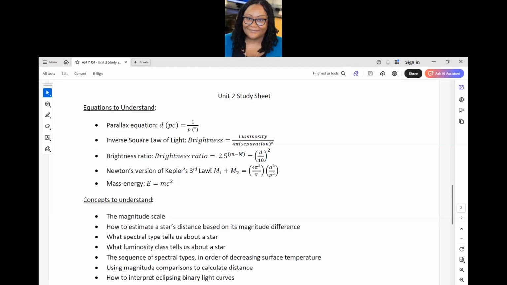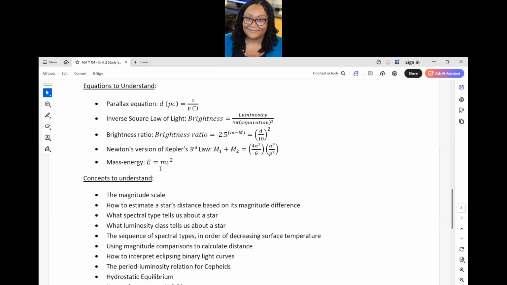If you use this for binaries where there is no requirement that these masses be very different, then you still need to do one additional step to figure out how much mass can be attributed to star 1, how much can be attributed to star 2. And then mass energy is something we first encountered in chapter 4. It allows us to essentially understand the nuclear process that goes on inside the interior of a star's core.